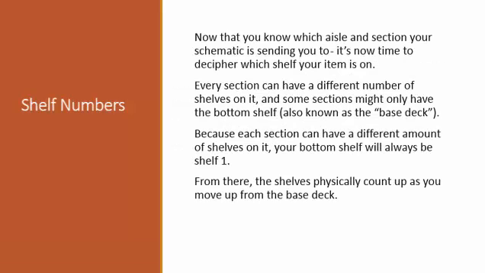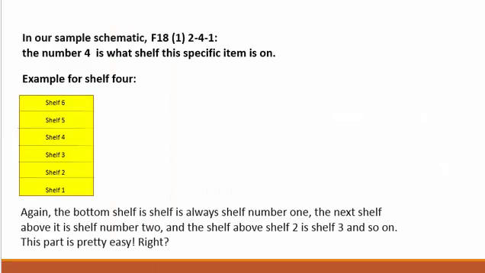Next, we're going to go to shelf numbers. So now that you know which is your aisle and which section you're going to, every item has a shelf number on it. Because every section can have different amounts of shelves on it, your bottom shelf is always going to be shelf number 1. And from there, the shelves count physically up as you move up the schematic.